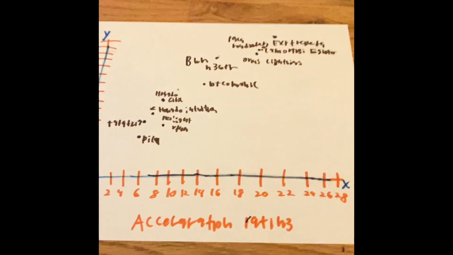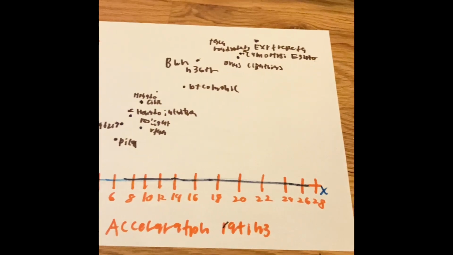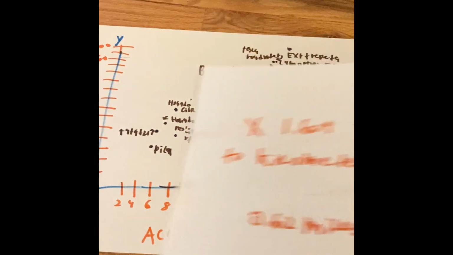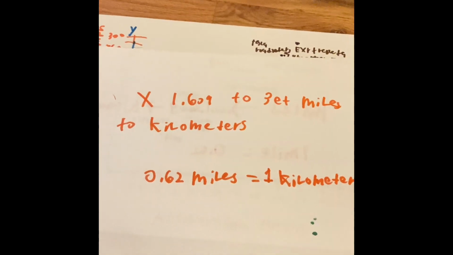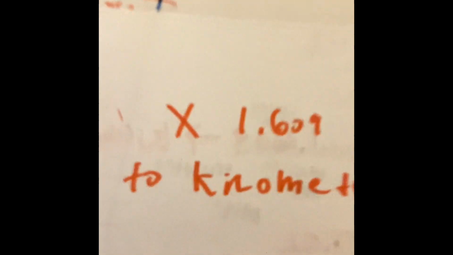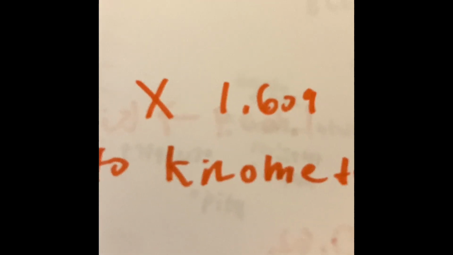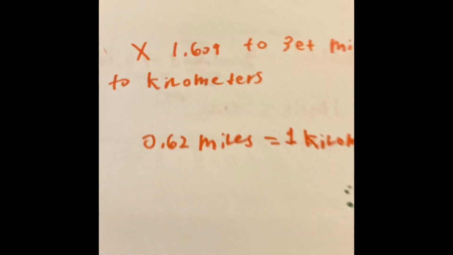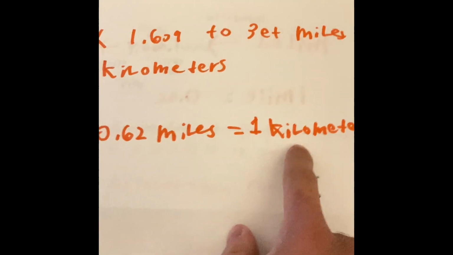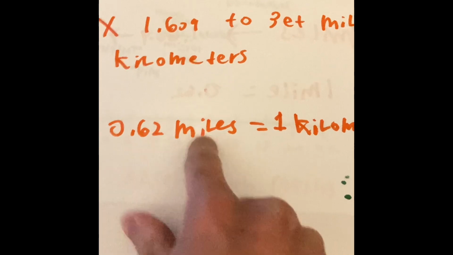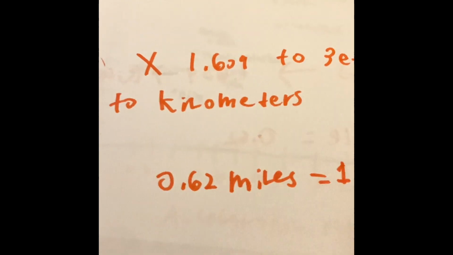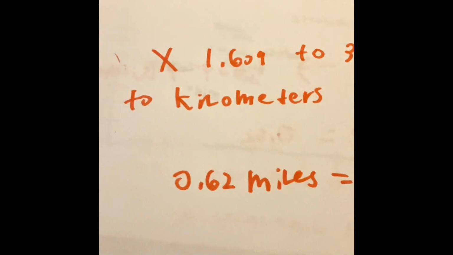Oh, and if you're watching this in the United Kingdom or other countries that use kilometers instead of miles, remember, when you convert from miles to kilometers, you multiply by 1.609. So every 0.2 miles is equal to a kilometer. Use this formula to multiply all the data to get kilometers.